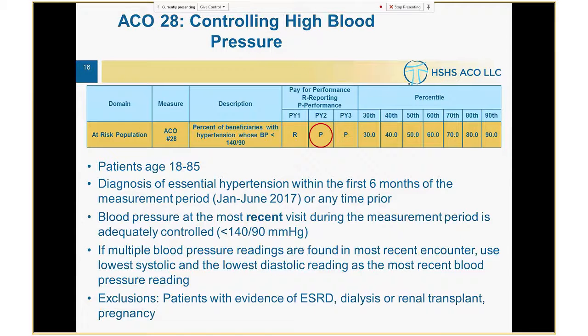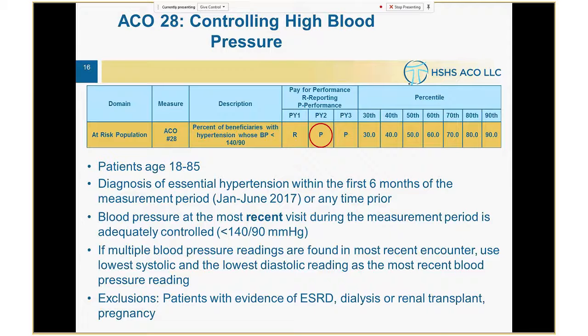The next measure, ACO 28, is controlling high blood pressure. This is part of the at-risk population domain. This will be a pay-for-performance measure for 2017. So we will at least have to get 30% of the national benchmark as our score to be able to share in savings. This is for patients age 18 to 85 who have a diagnosis of essential hypertension within the first 6 months of the measurement period, so January to June 2017 or any time prior.